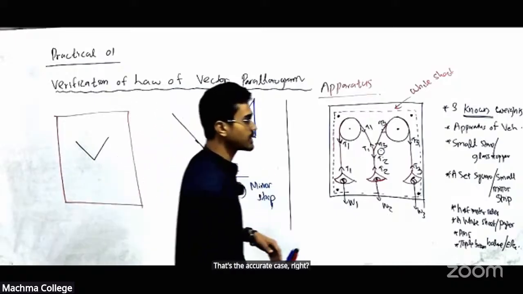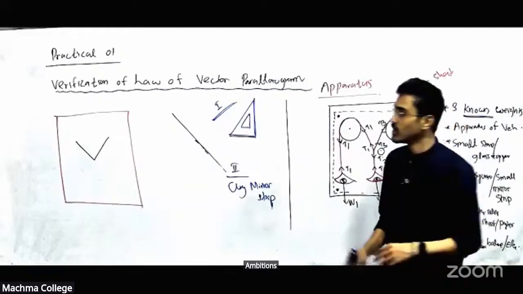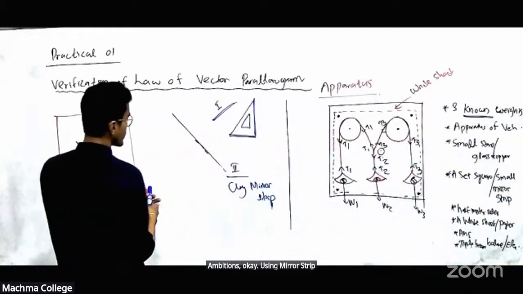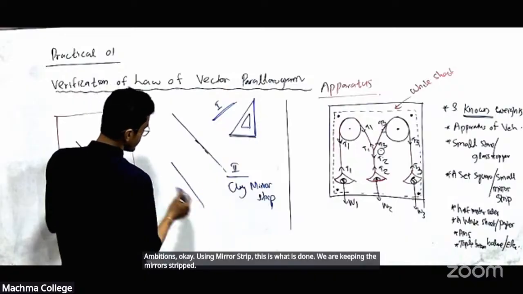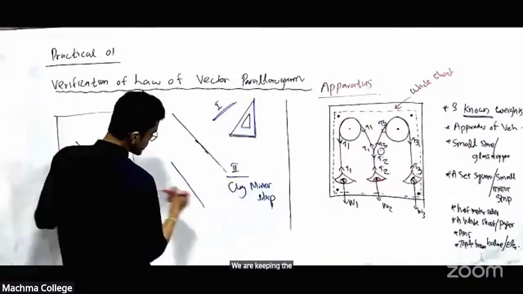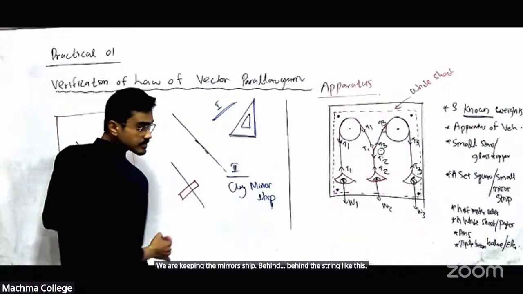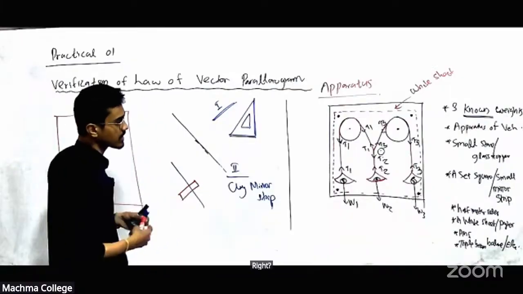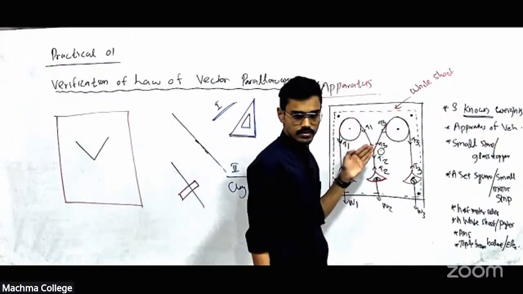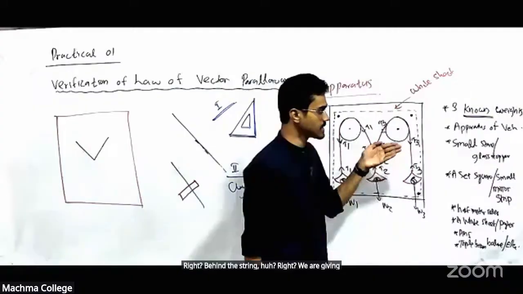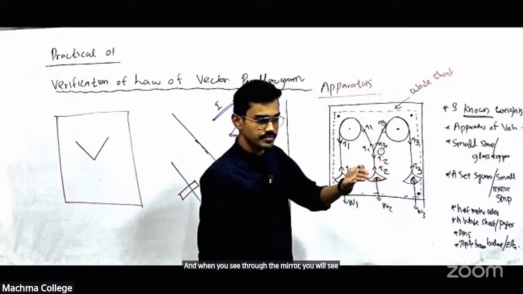So using a mirror strip, this is what is done. We are keeping the mirror strip behind the string like this. Right? Behind the string. We are keeping the mirror strip behind this, and when you see through the mirror, we will see the image, the reflected image.